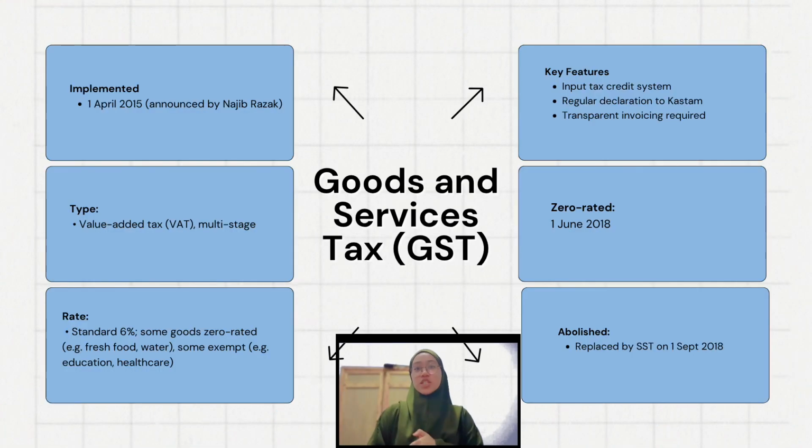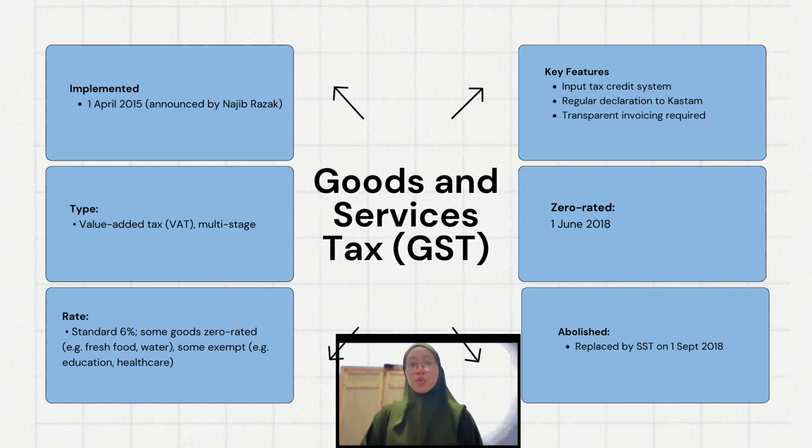Malaysia implemented GST on 1 April 2015 under Najib Razak as a multi-stage value added tax system capped at 6%, with zero-rated essentials for fresh food, water and electricity, and exemptions for education and healthcare. GST enables input tax credit, supply chain transparency and fraud control via mandatory declarations to customs.